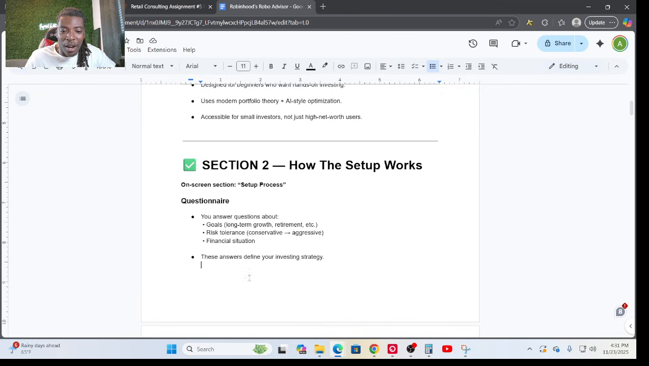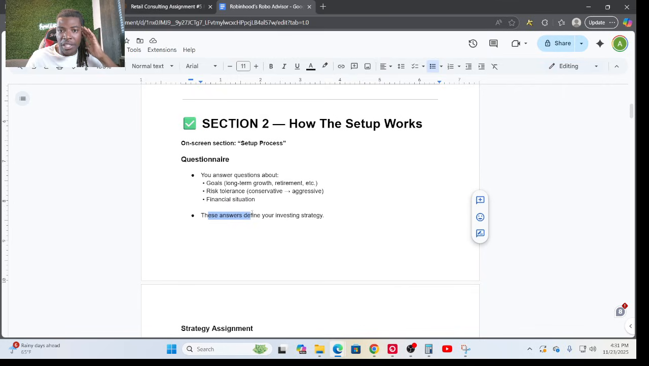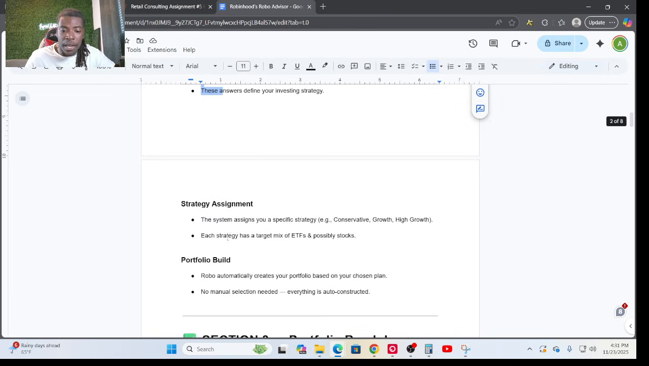Okay. This is what I actually skipped right here. So the setup process is exactly how it works, like I was telling you guys. The question is, you're going to be asked your goals. Are you looking for more of a long-term growth or retirement? I looked long-term and growth. My risk tolerance was aggressive, and my financial situation, exactly how much money I have to invest. These questions actually go through and define your investing strategy, how exactly it's going to be made for you.